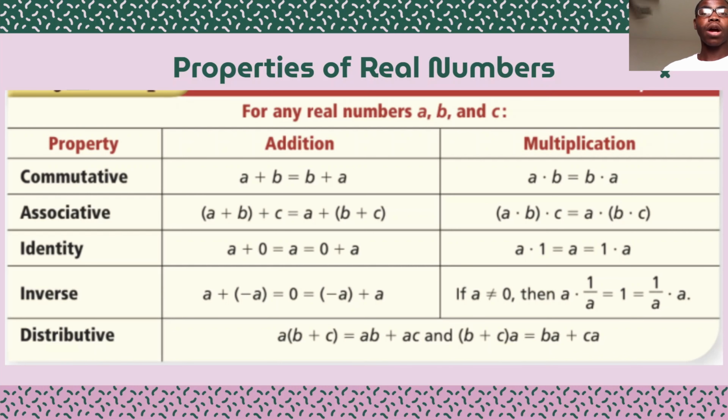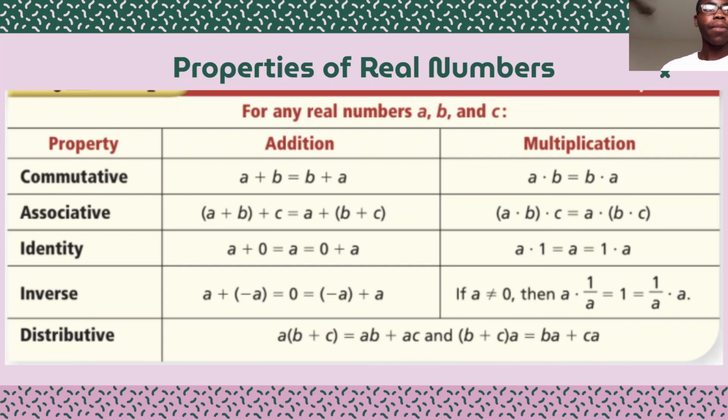The associative property basically says that no matter how numbers are grouped together, it would still have the same value. So parentheses a plus b, plus c is equal to a plus parentheses b plus c. And that goes for multiplication too. Parentheses a times b, times c is equal to a times parentheses b times c.